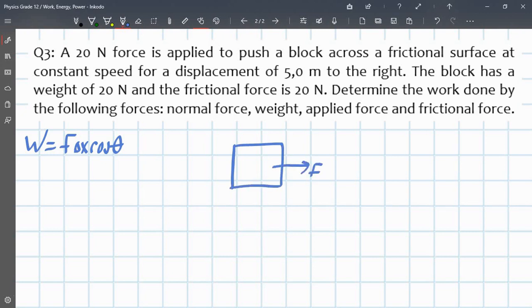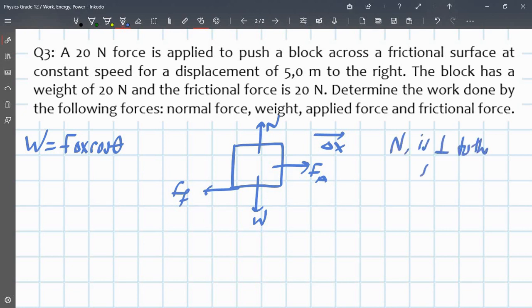So we know there's a force applied, and this is the direction of the block. It says it's moving to the right, so we also know that. That's a displacement. This is a force applied, and we got a frictional force here, your weight, and your normal. Right. Okay. So first things first. Let's do the weight and the normal, because you see that normal is perpendicular to the surface.